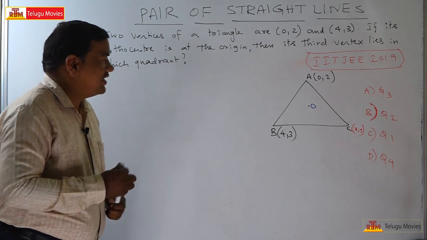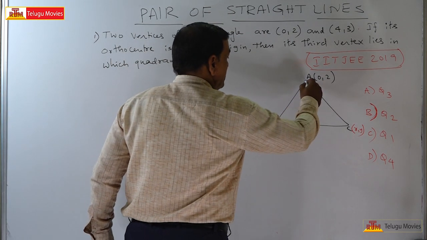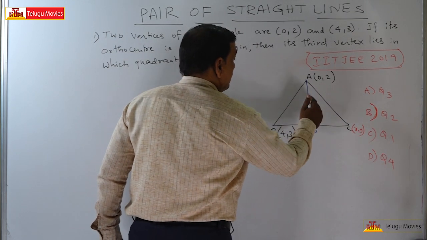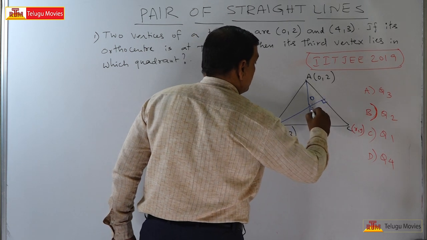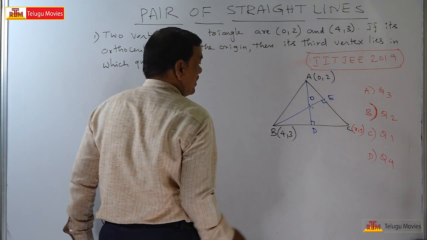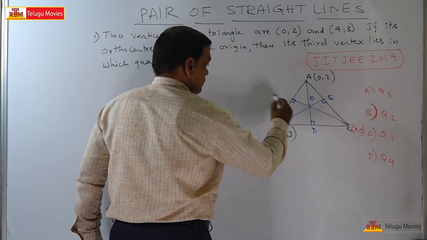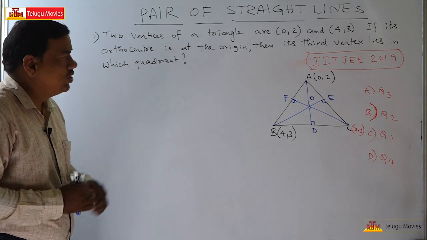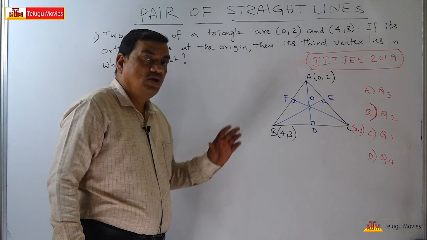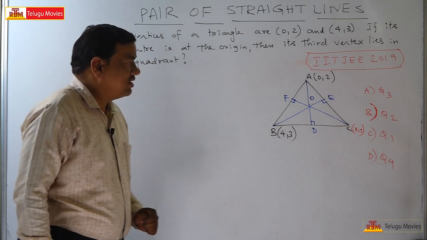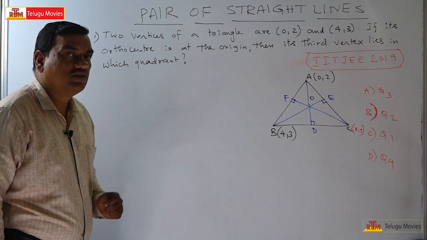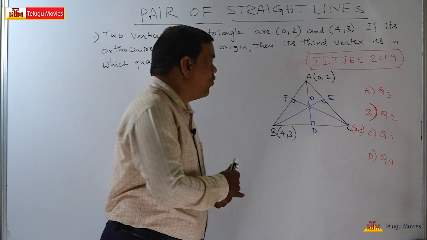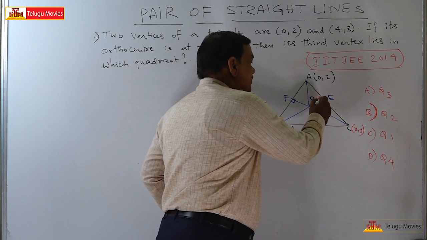Let us draw some constructions. Let AD be perpendicular to BC, BE perpendicular to AC, and CF perpendicular to AB. That means they are the altitudes. We know that the point of concurrence of the altitudes of a triangle is the orthocenter. Then how do we find the coordinates of x and y? We will proceed like this. Here O is (0, 0).